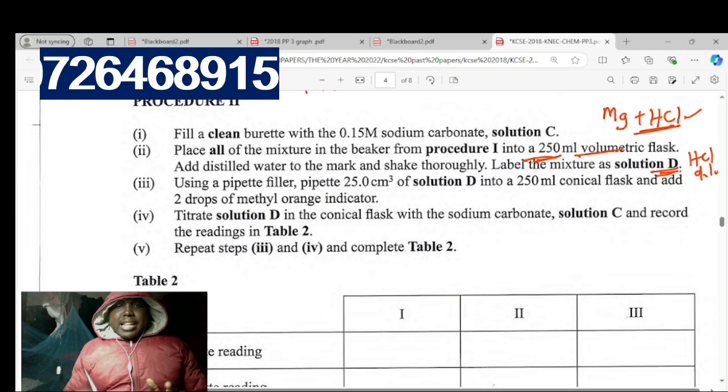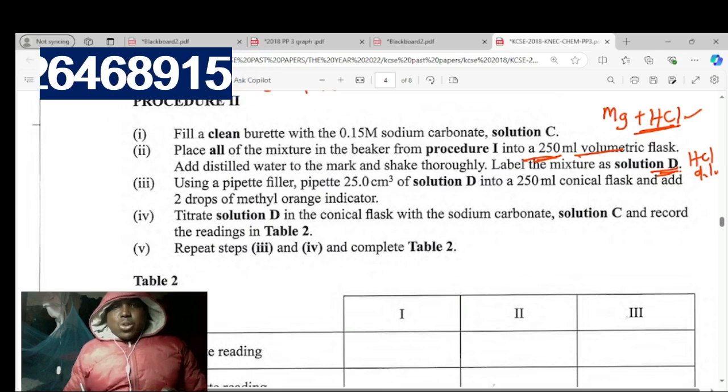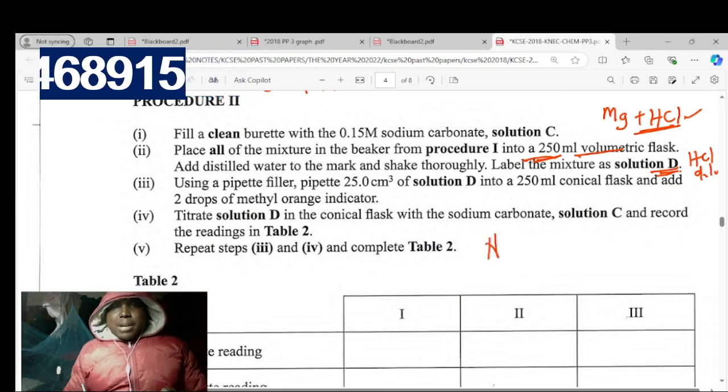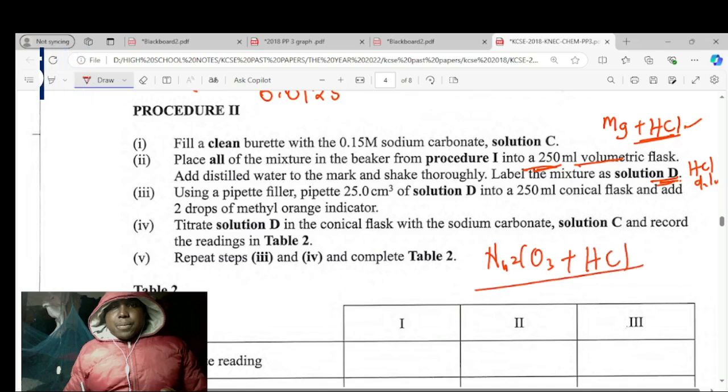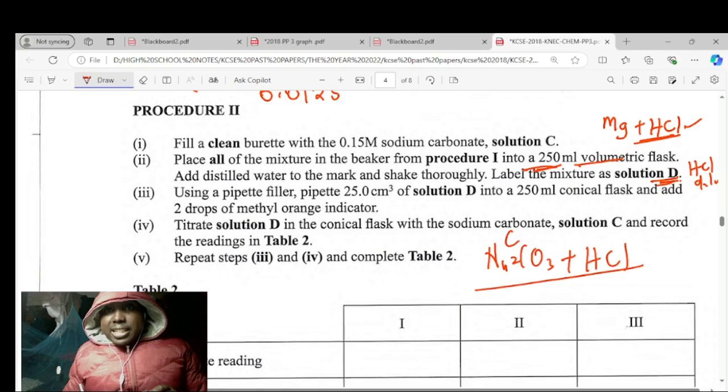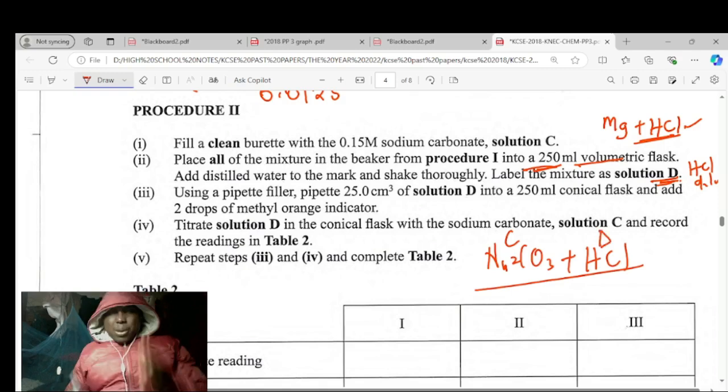So what's happening here? Solution C, sodium carbonate, is going to react with HCl. It is an acid-base reaction, a carbonate plus an acid. That is what I want you to understand. Remember, this is C and this is D. If you cannot understand it this way, then that becomes a problem. You need to understand the way I'm getting it here.